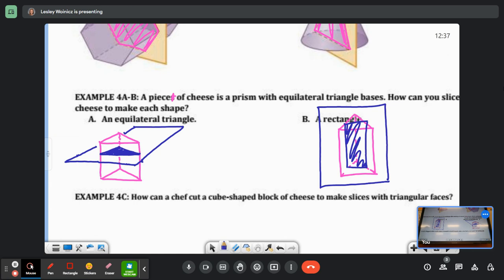Did I do that right? I don't know. I probably did those pictures really badly. I'm sorry. Okay, so let's say for this one, this would be parallel to the base. And this would be perpendicular to base.